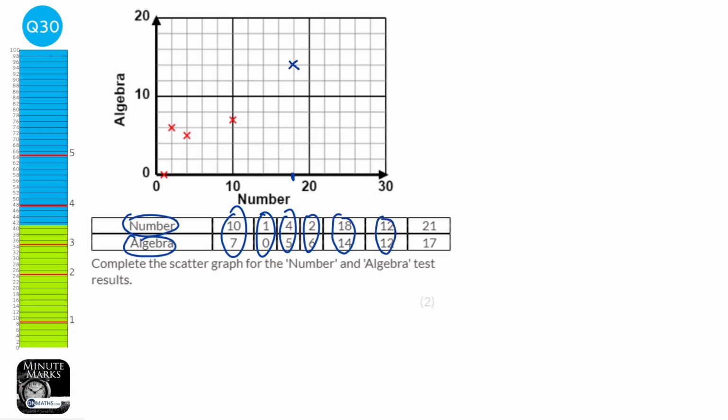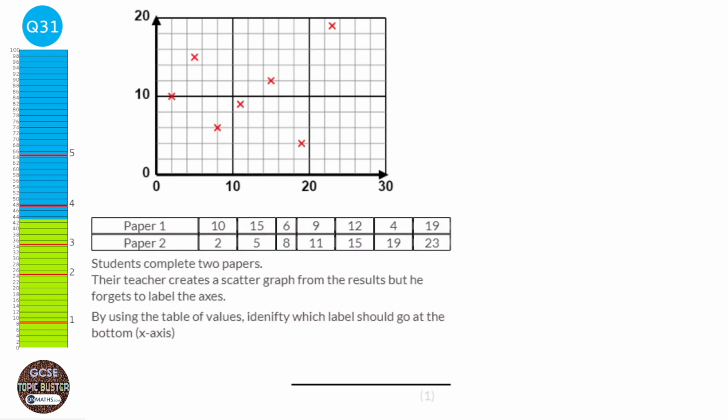12 on both, so 12 and 12 would be here, and then 21 and 17. So 21 and 17 would be roughly there. So for this question, we just need to pick one of the coordinates. I'm just going to pick this one here. And we just need to work out what the coordinates are.